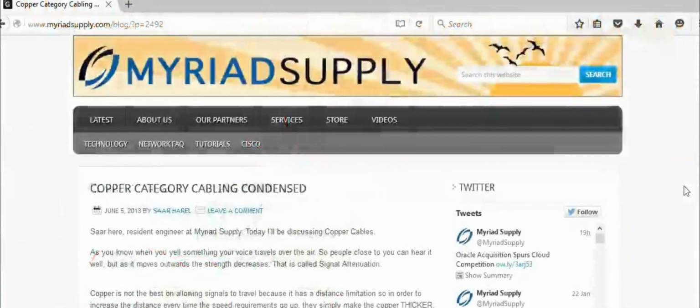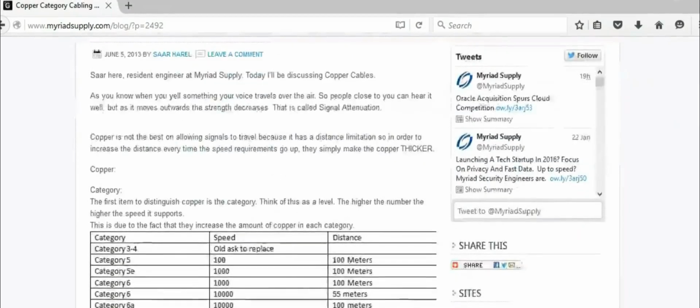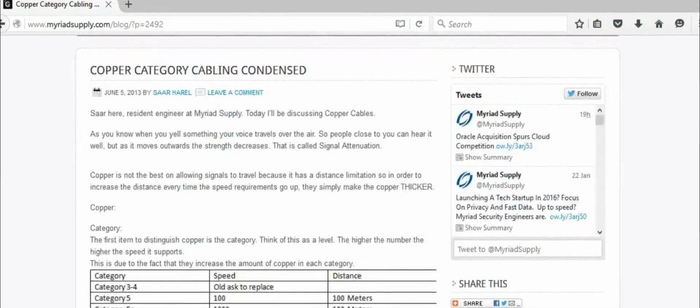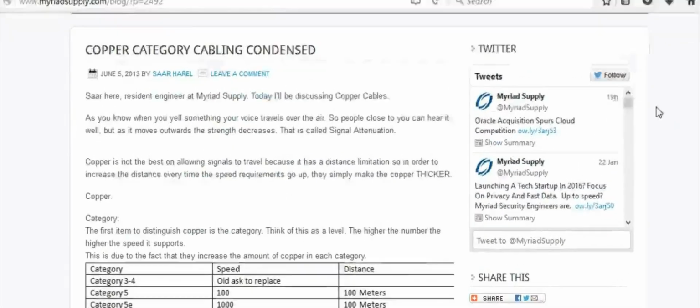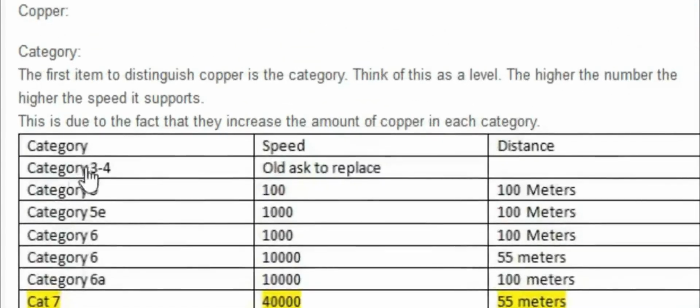Now, something else that we need to understand about unshielded twisted pair is that there are different categories of this particular cable, as we can see from this blog. So there's Cat 3 and 4 cables, and they're so old that you're going to have trouble finding them.